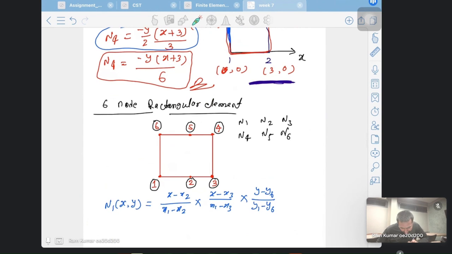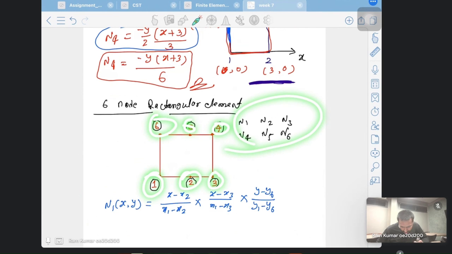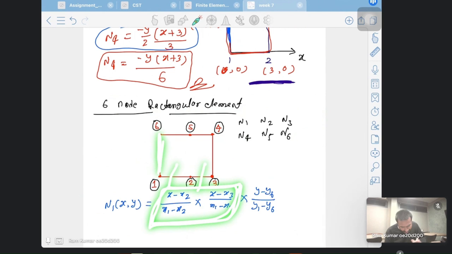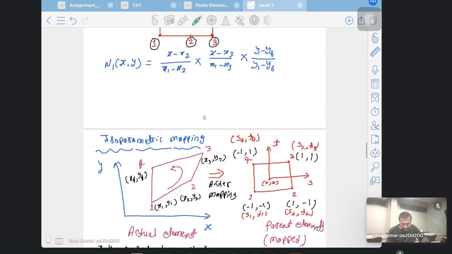Similarly, for example, we have 6 nodes: 1, 2, 3, 4, 5, 6. This is for a 6 node rectangular element. Then I want to find N1. This will be our N1 in x times small n1 in y. For this we will have the effect of two elements in the x direction, but here we have only one element in the other direction. This is not a big task.